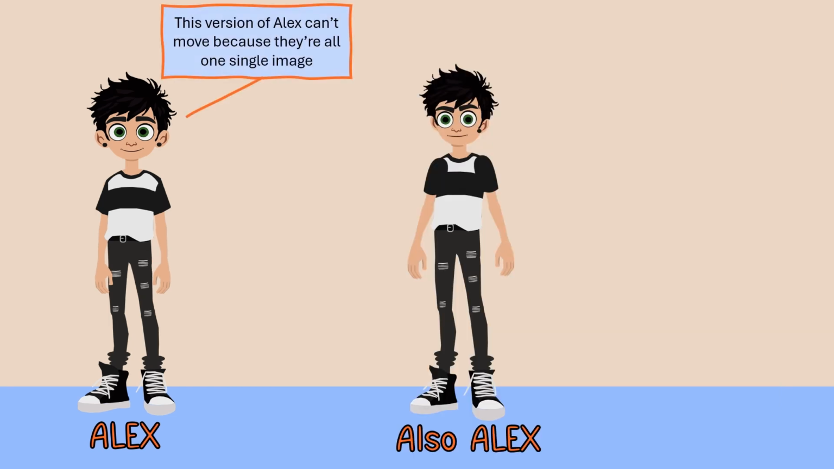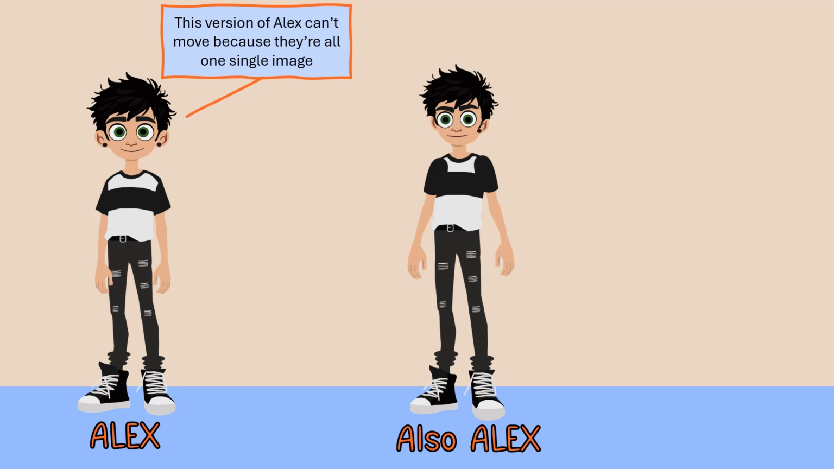So here we have two versions of Alex. Now this one on the left hand side can't move because they're all just one single image. What I've done is I've shown all of my layers in Inkscape and I have exported them. However, we also have Alex on the right hand side, but this one has been set up for animation.